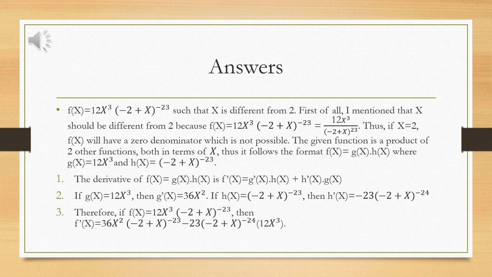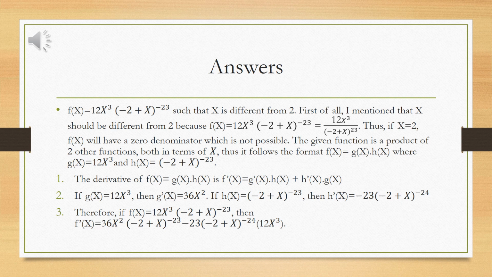f of x equals 12x to the 3 times minus 2 plus x to the minus 23, such that x is different from 2. First of all, I mentioned that x should be different from 2 because f of x equals 12x to the 3 times minus 2 plus x to the minus 23, which is 12x to the 3 over minus 2 plus x to the 23. Thus, if x is 2, f of x will have a zero denominator, which is not possible.